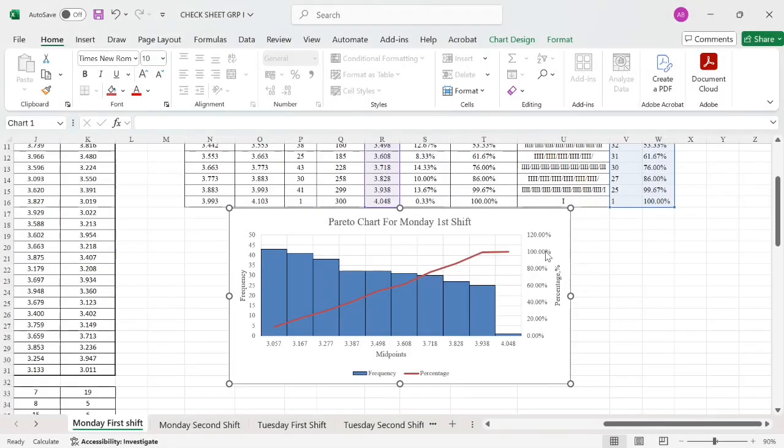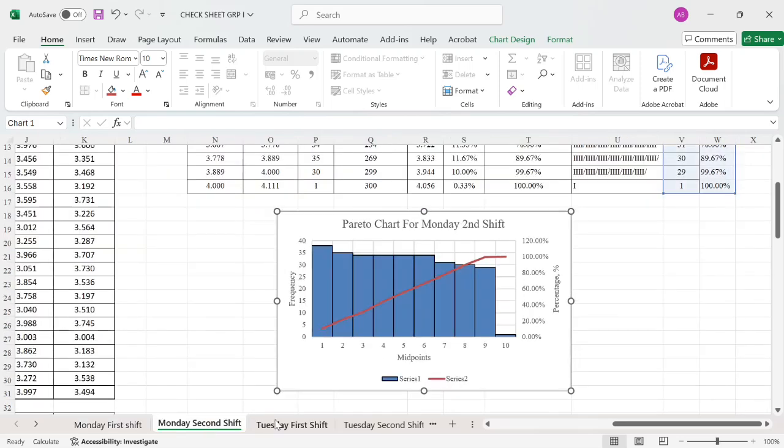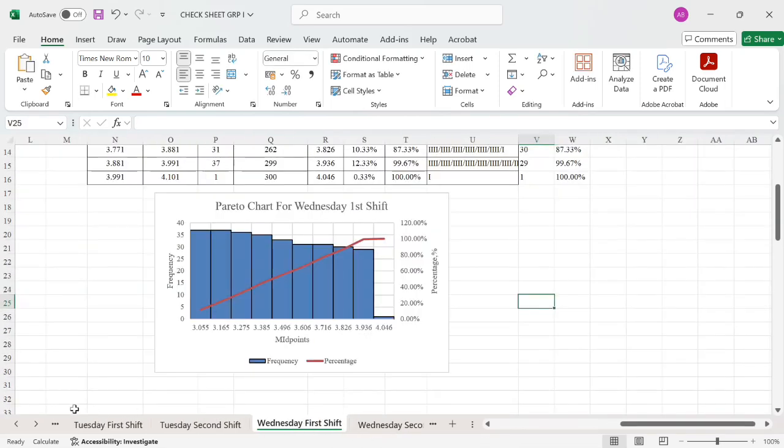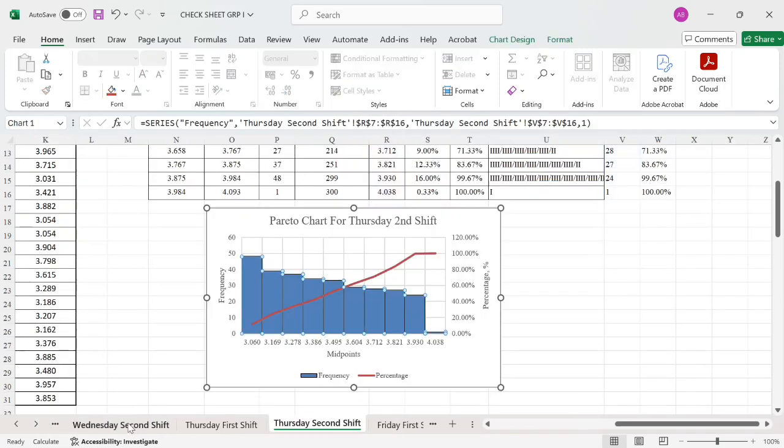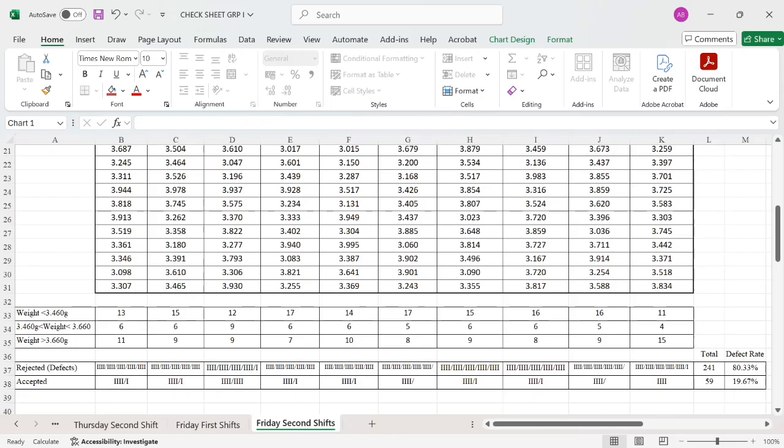Conclusion: this chart helps identify which measurement ranges are most frequent and contribute the most to variation. It is useful for prioritizing quality improvement efforts by focusing on the high frequency intervals. Our team should investigate why the first few intervals are dominant and whether they fall within acceptable specification limits. We continue to build the Pareto chart for other days and shifts. That's all from me. Thank you.